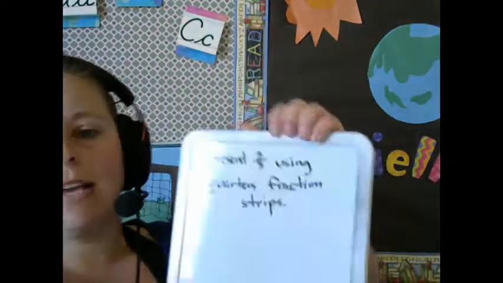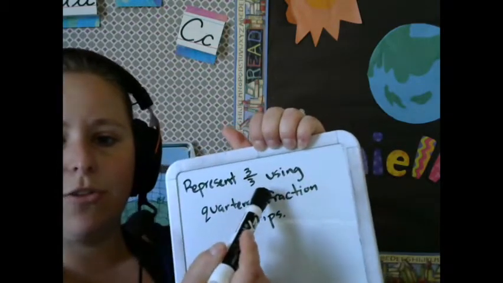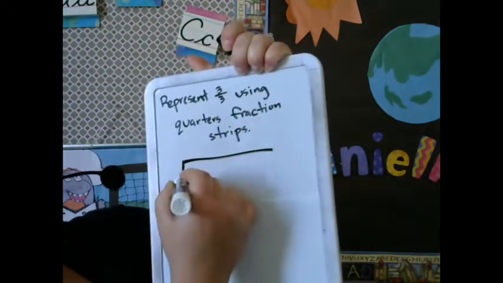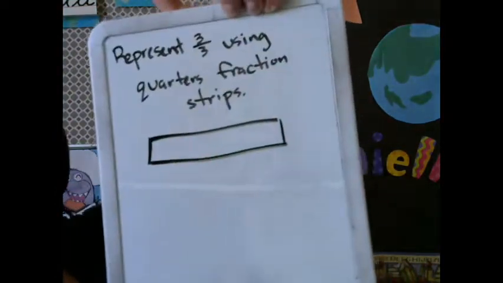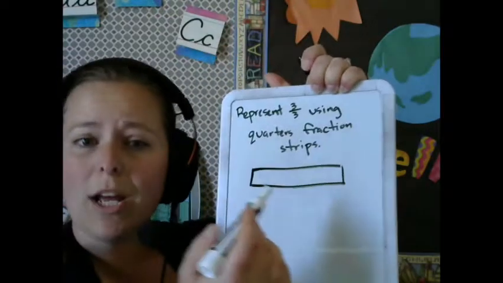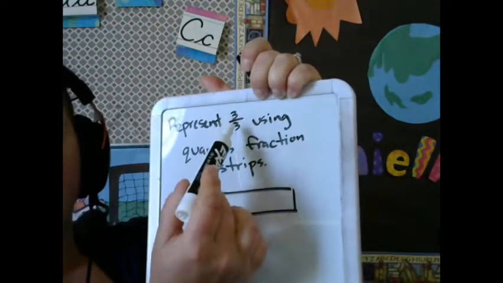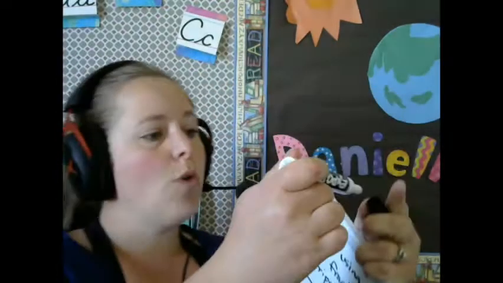So on your Google Classroom assignment when we're reviewing for the SGA, you might have an assignment that says something like this: represent 3/3 using quarters fraction strips, and then you have this picture of a rectangle, okay? This rectangle equals one whole. So remember, any number or any fraction when we have the number over itself, like 3 over 3, 2 over 2, 4 over 4, that just means one whole, okay?